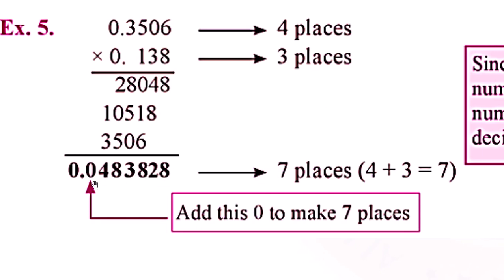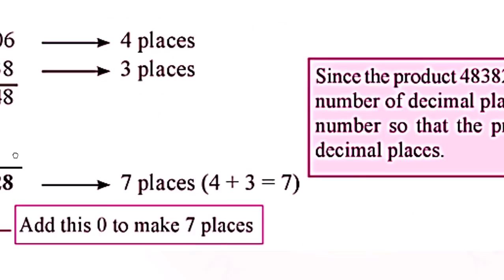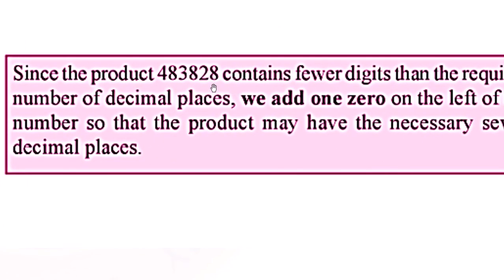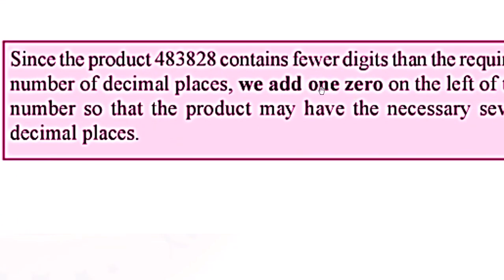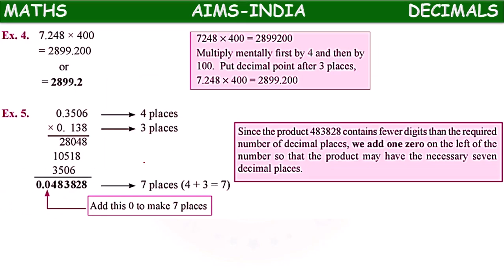So, in the 7th place, we can keep a 0. And 4 plus 3, after 7 places, we can keep a point here. Point here, 0 point. Like this, we can write. Because the product 483828 contains fewer digits than the required number of decimal places, we add a 0 on the left of the number, so that it will have the required number of decimal places. Like that we can do.